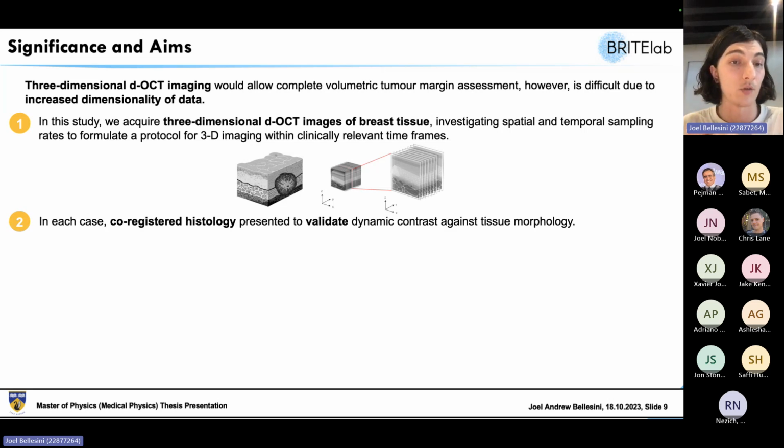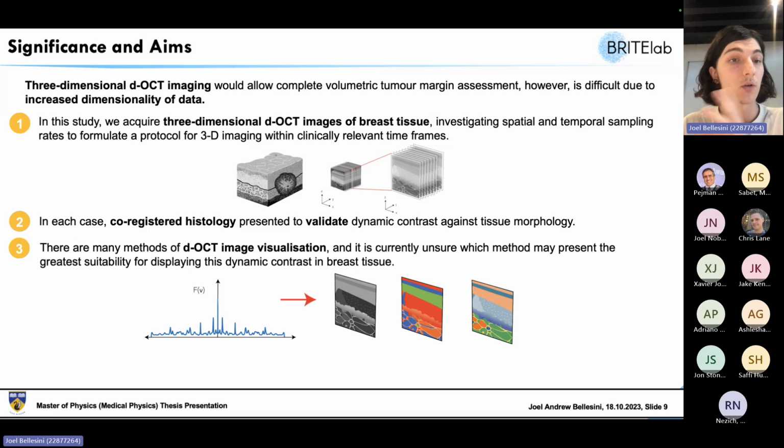Secondly, we also present co-registered histology to validate the dynamic contrast that we obtain against tissue morphology regarding a range of benign and malignant tissue types. There are also many methods of processing and visualization of the dynamic signal, and it is currently unsure which method may present the greatest suitability for displaying this contrast. So what we do is we perform and compare multiple different dynamic OCT visualization techniques.